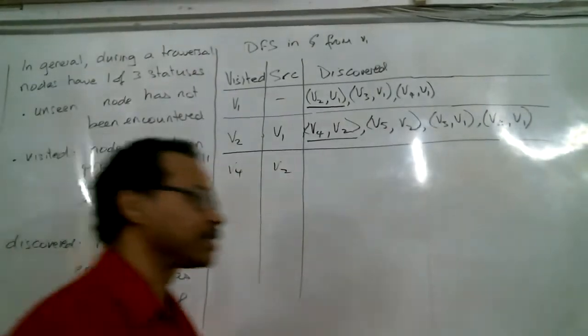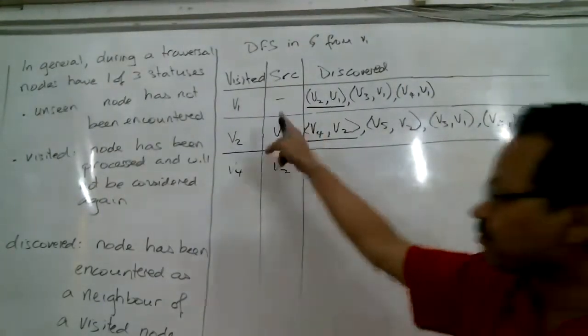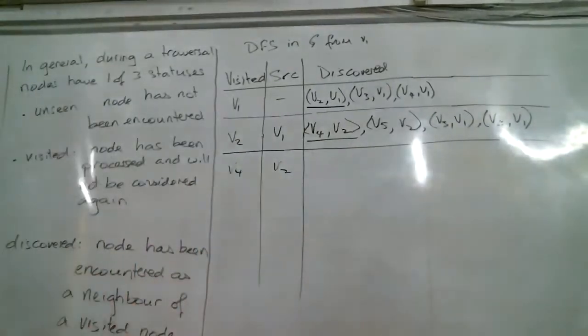Oh, I should have mentioned this. V2's neighbor includes V1, but I didn't put V1 in the list. Why? Already visited, so it doesn't get a discovered status, right? If it's already visited, it doesn't take part any longer, we ignore it. So now when we get to V4, V4 has only two neighbors, V1 and V2, but both of them have already been visited. So that means V4 contributes nothing to the pool of discovered nodes.